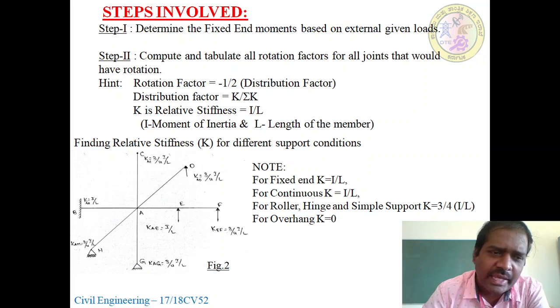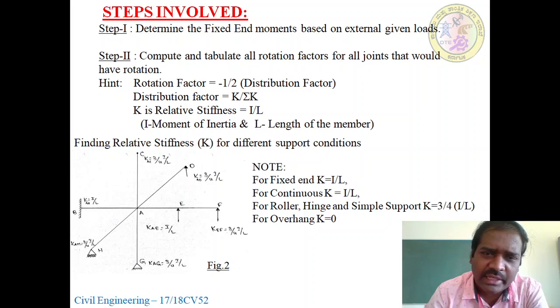So come to the AH again. It is not fixed and it is not continuous, so it is a roller support. The K is equal to 3 by 4 I by L. This is very, very important to determine the rotational factor.